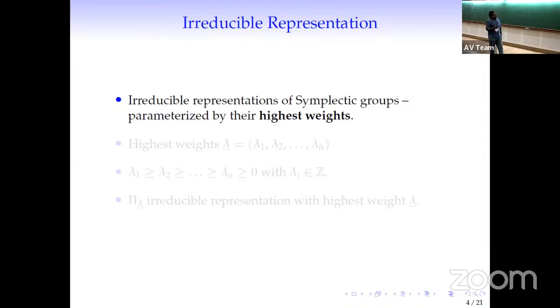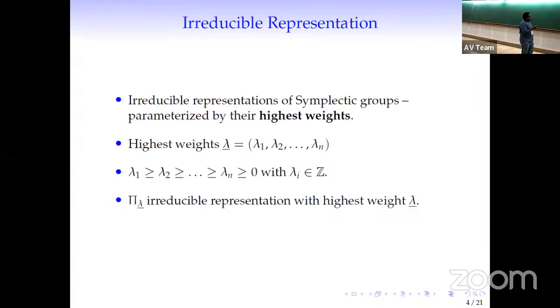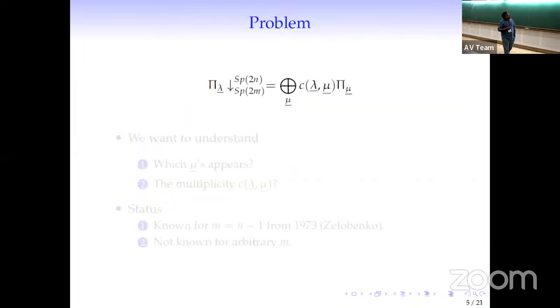Okay, so in the two talks in the morning session, we learned about highest weights. Irreducible representations of the symplectic group are also parameterized by highest weights. For Sp_{2n}, it will come as an n-tuple of integers with the condition lambda_1 greater or equal to lambda_2, up to lambda_n. We denote by pi_lambda the irreducible representation for lambda. Okay, so now let's talk about the problem.